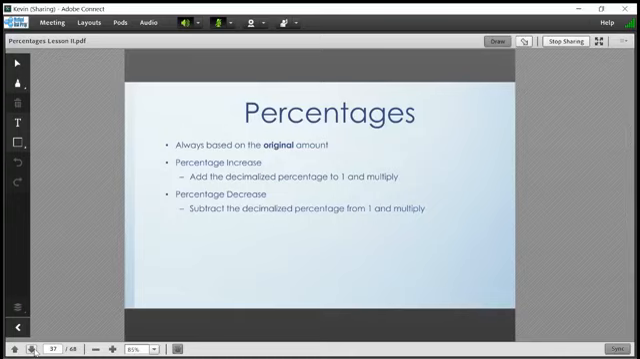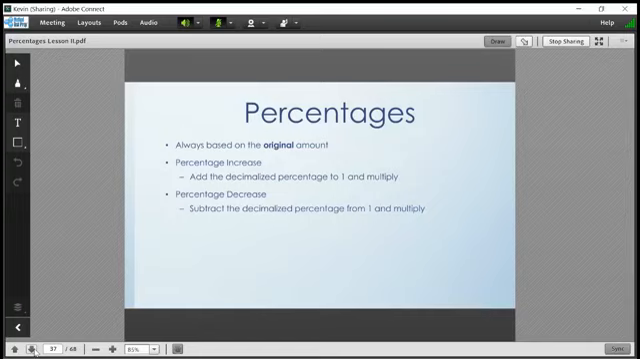So with percentages, again, it's always based on the original amount. If I'm going for a percentage increase, like we did before, I'm going to add that decimalized percentage. So before, we took that 125%, decimalized it to 1.25, and added it to 1, and that gave us 2.25.